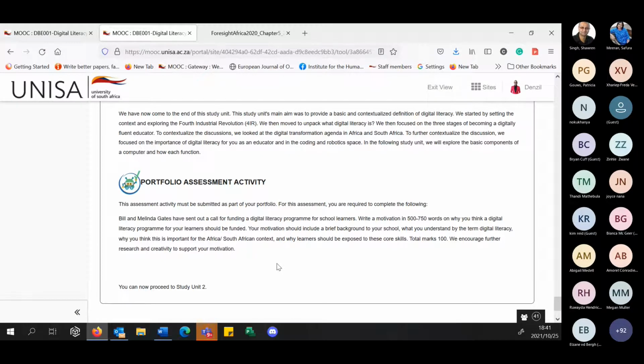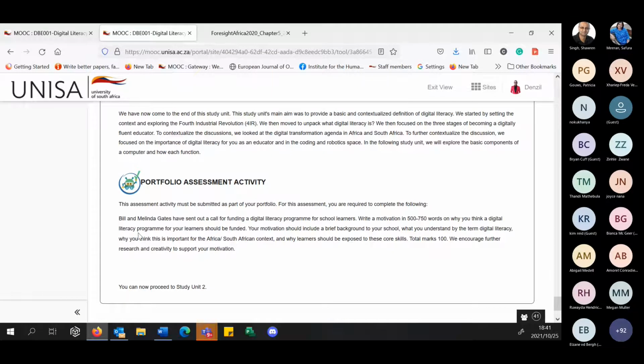And what we want to assess in this particular unit is the applied knowledge, that you are able to understand what digital literacy means, but more specifically, that you are able to apply digital literacy in your context as a South African, an African, and in your school, right? And the activity is quite simple. So this assessment activity must be submitted as part of your portfolio. And for this assessment activity, you're required to do the following.